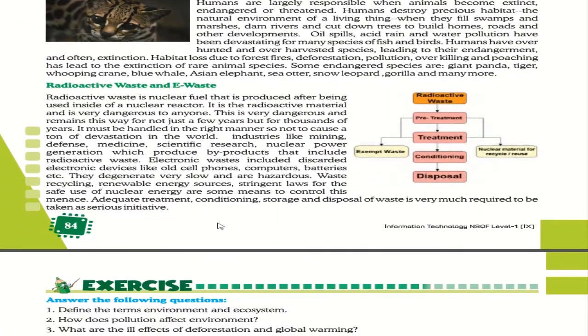Next is radioactive waste and e-waste. What is radioactive waste? See, radioactive waste goes through pre-treatment, then treatment, and then conditioning. That treatment exempts the waste and nuclear material for reuse or recycling, and then the disposal should be made. Radioactive waste is nuclear fuel that is produced after being used inside a nuclear reactor. It is radioactive material and is very dangerous to anyone.